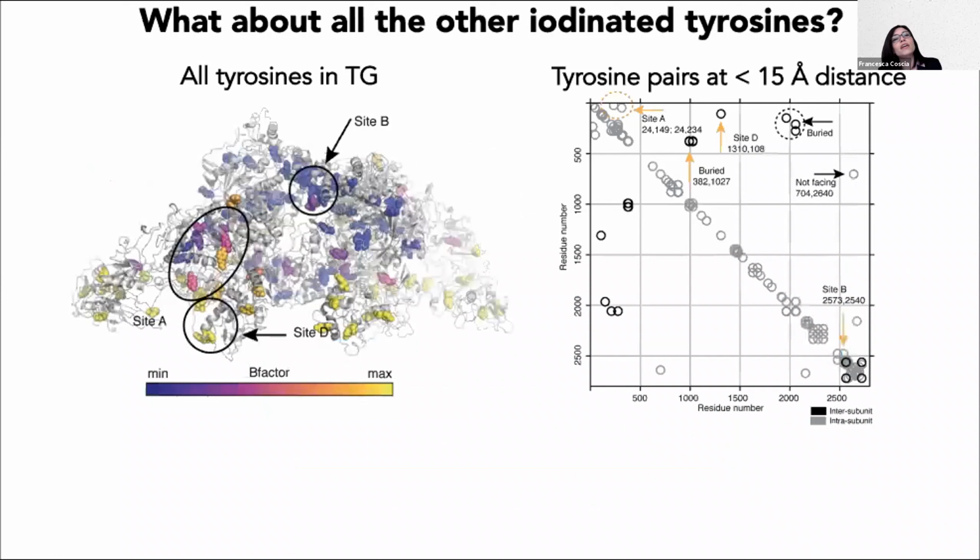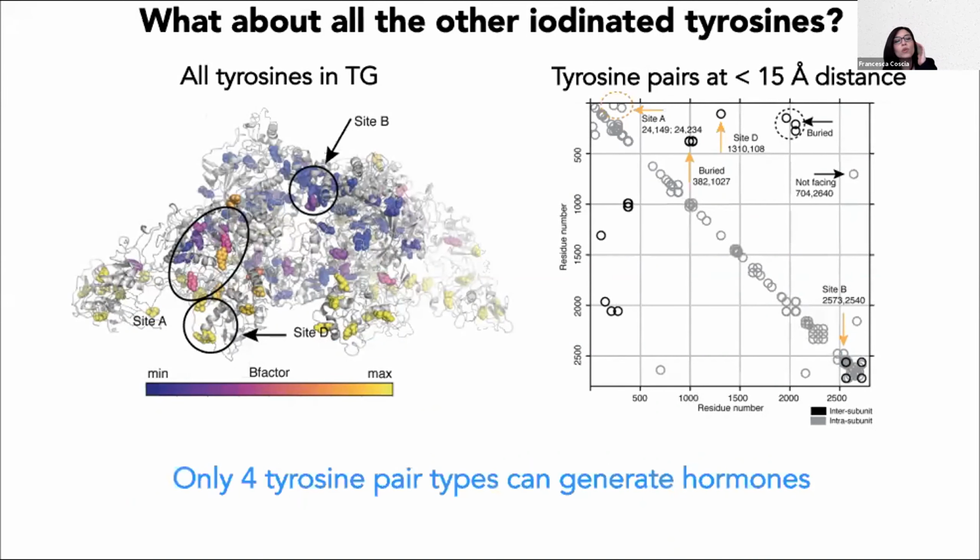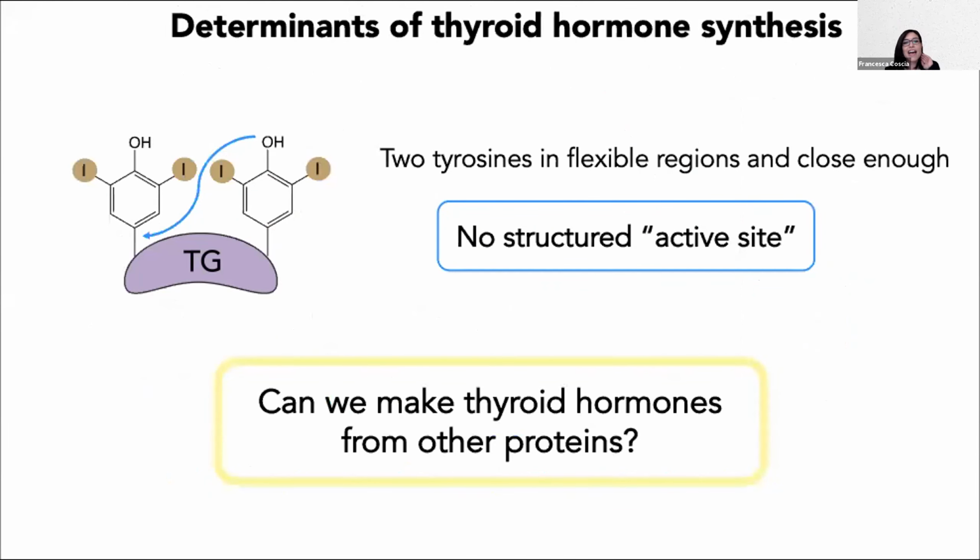From the structure, we calculated all the possible tyrosine pairs and verified whether those 3 determinants were satisfied. We found that some of the close tyrosines are too buried to be iodinated and some are too far apart to react. So basically all the other tyrosines are isolated and cannot pair, but they just serve as an iodine storage device. Again, we confirmed there are only 4 tyrosine pair types within thyroglobulin that can actually generate hormones. So the conclusion is that there's actually no structural active site, which we were looking for.